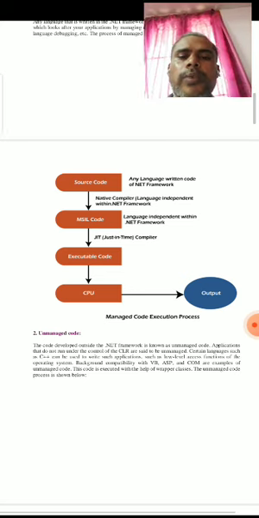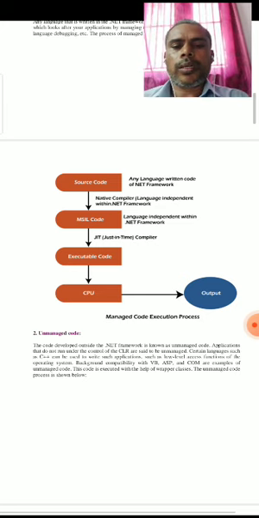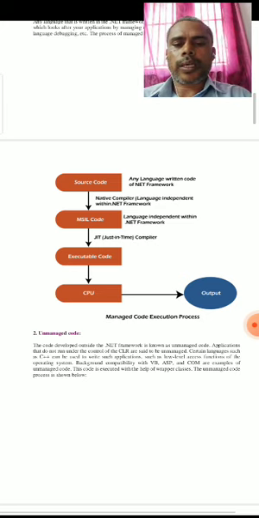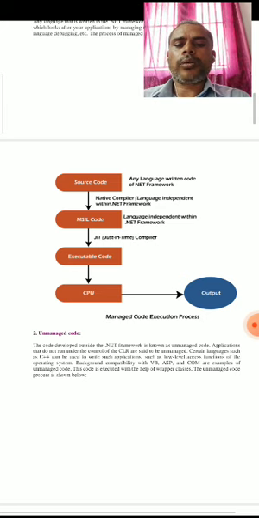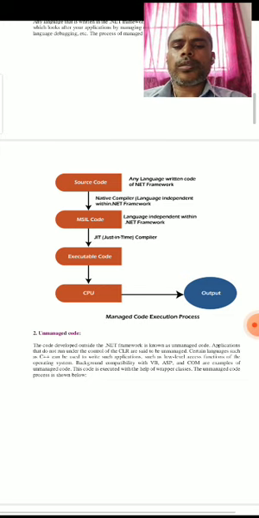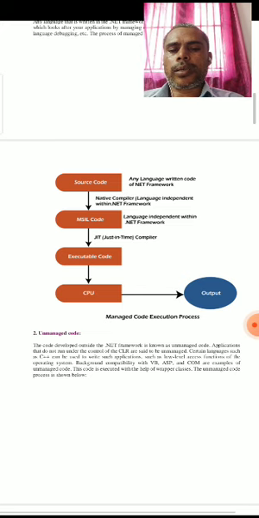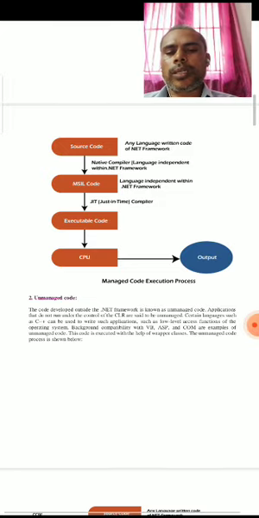So, first we are given the input source code, that source code will be sent to MSIL code, and then that code will be sent to executable code. Source code will be converted into object code with the help of MSIL, that means Microsoft Intermediate Language, and then we are using the JIT compiler, just in time compiler. That compiler will convert the code into machine code with the help of JIT, and then finally we will send that code to the CPU, central processing unit, and then finally we will get the original output for the given code.